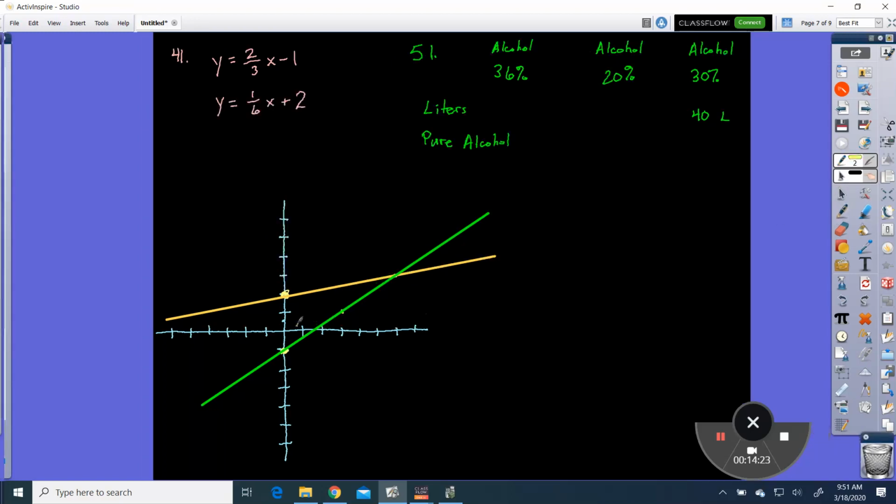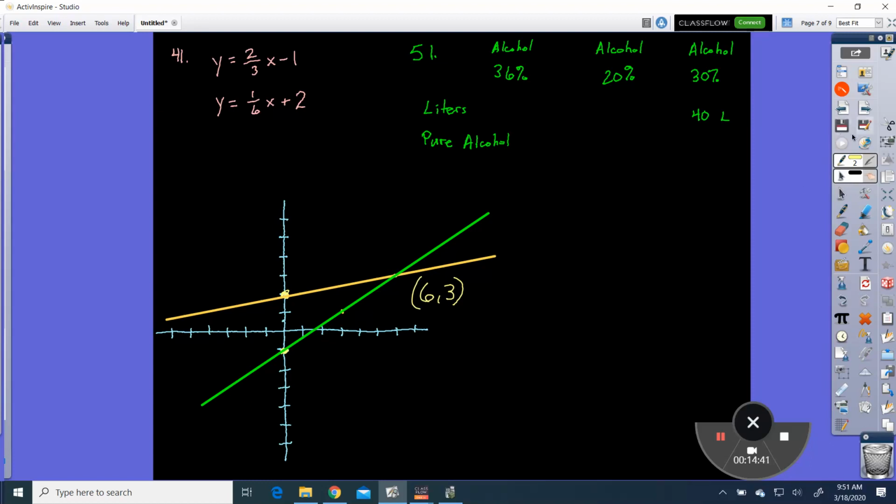All right, so now that matches up my slopes a lot better. They go at the right intercept. So now I'm going to count over 1, 2, 3, 4, 5, 6, up 1, 2, 3. So x is 6, y is 3, and that's my answer.